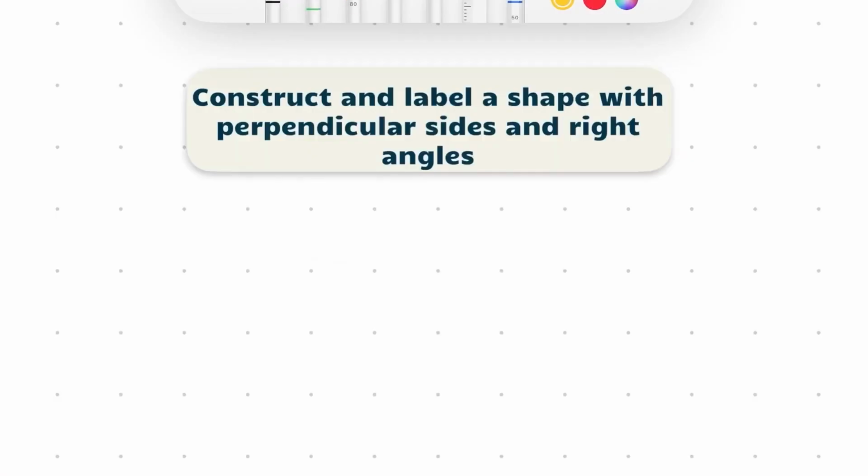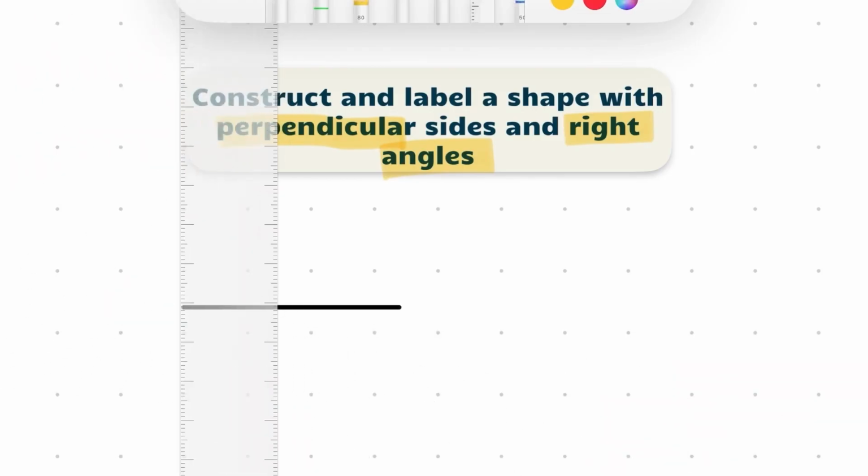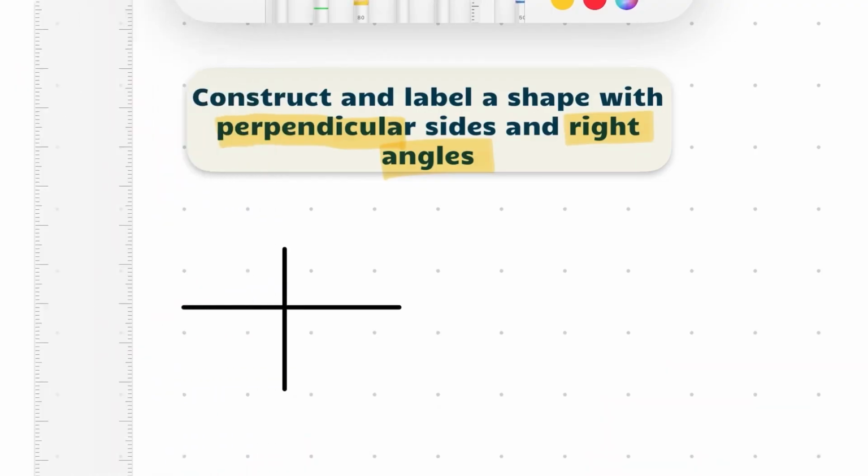For our final practice problem, we're asked to construct and label a shape with perpendicular sides and right angles. Let's recap what each of these are. So remember, when two sides are perpendicular, they intersect at right angles. So an example would be the image that I just drew. We can say that one of these lines is perpendicular to the other. And right angles are these small figures over here that represent one of these 4 intersection points.